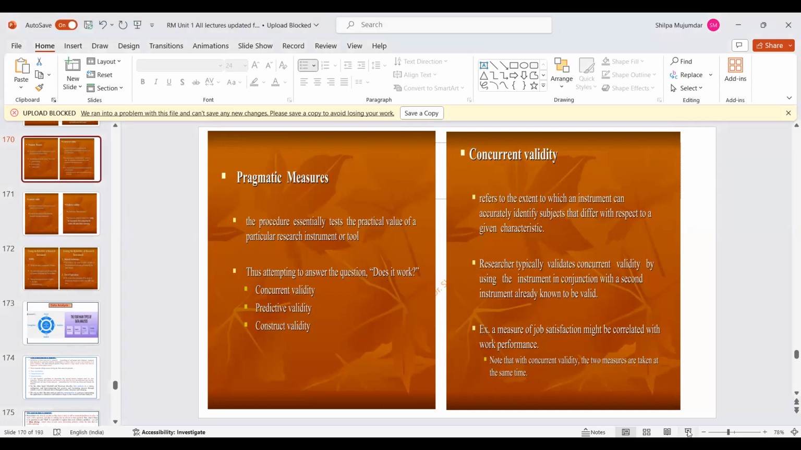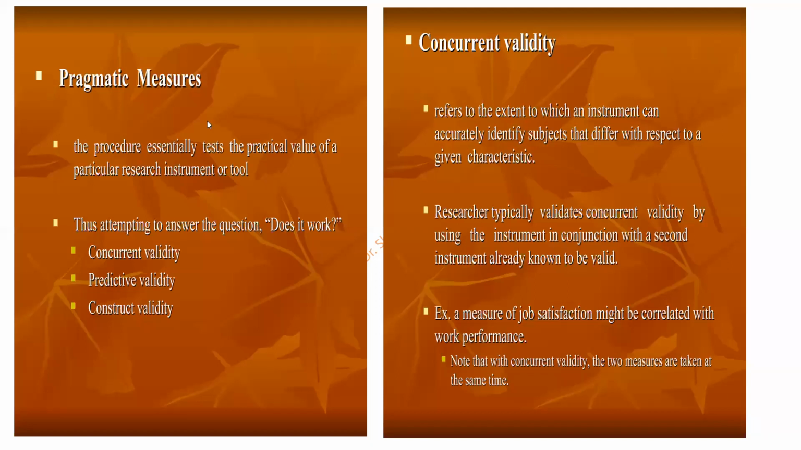In the last lecture, we have seen that if you want to attempt to answer the question of how that pragmatic measure works, then you need to check for these validities: concurrent validity, predictive validity, and construct validity.